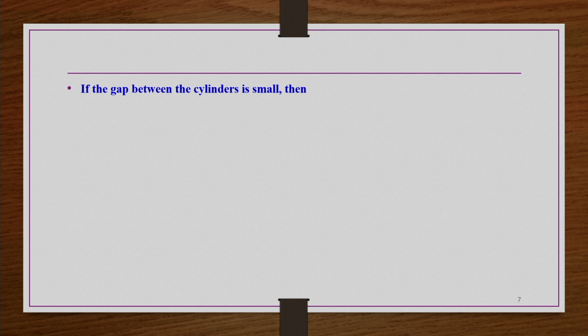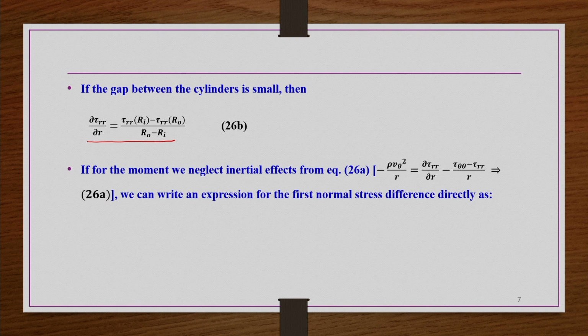If the gap between the cylinders is small, then whatever this ∂τ_RR/∂R is, we can apply a Taylor expansion and write it as τ_RR at Ri minus τ_RR at R naught, divided by R naught minus Ri. That is what we can simply write without any difficulty.